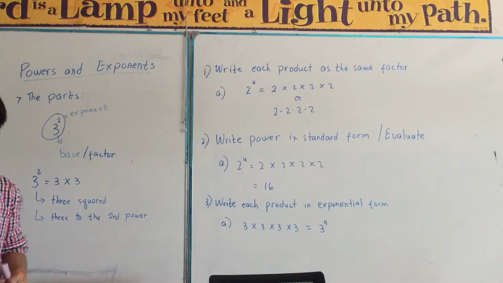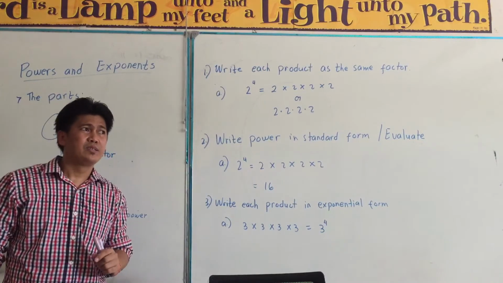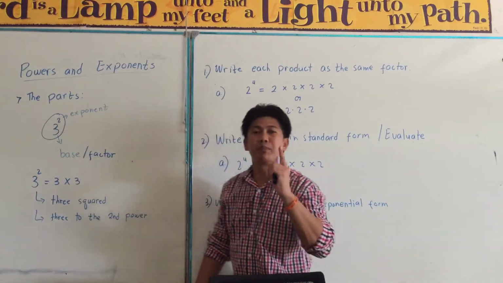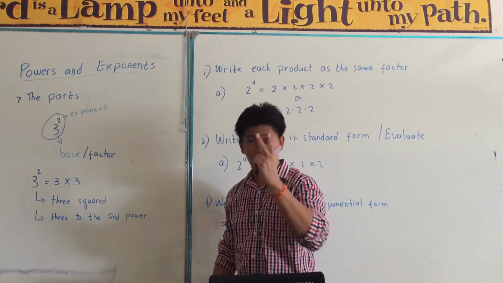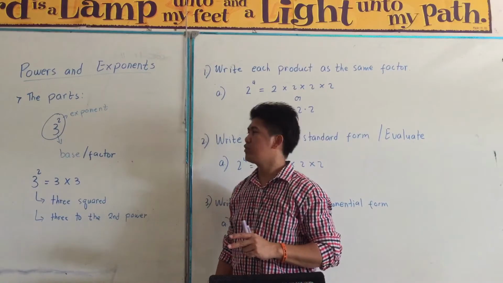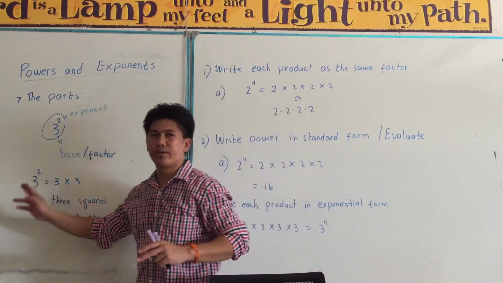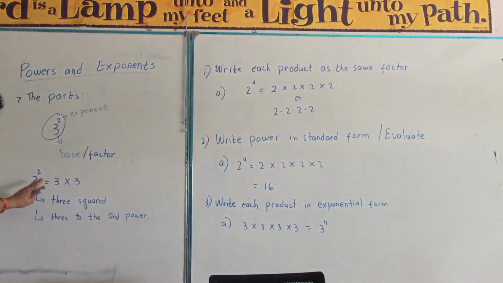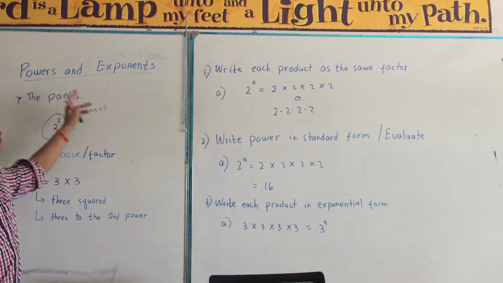What does it mean? It means that when the exponent is 2, you have to multiply the number 2 times. So for example, 3 squared means that you have to multiply 3 two times. It can be written as 3 times 3. So this is what is meant by powers and exponents.